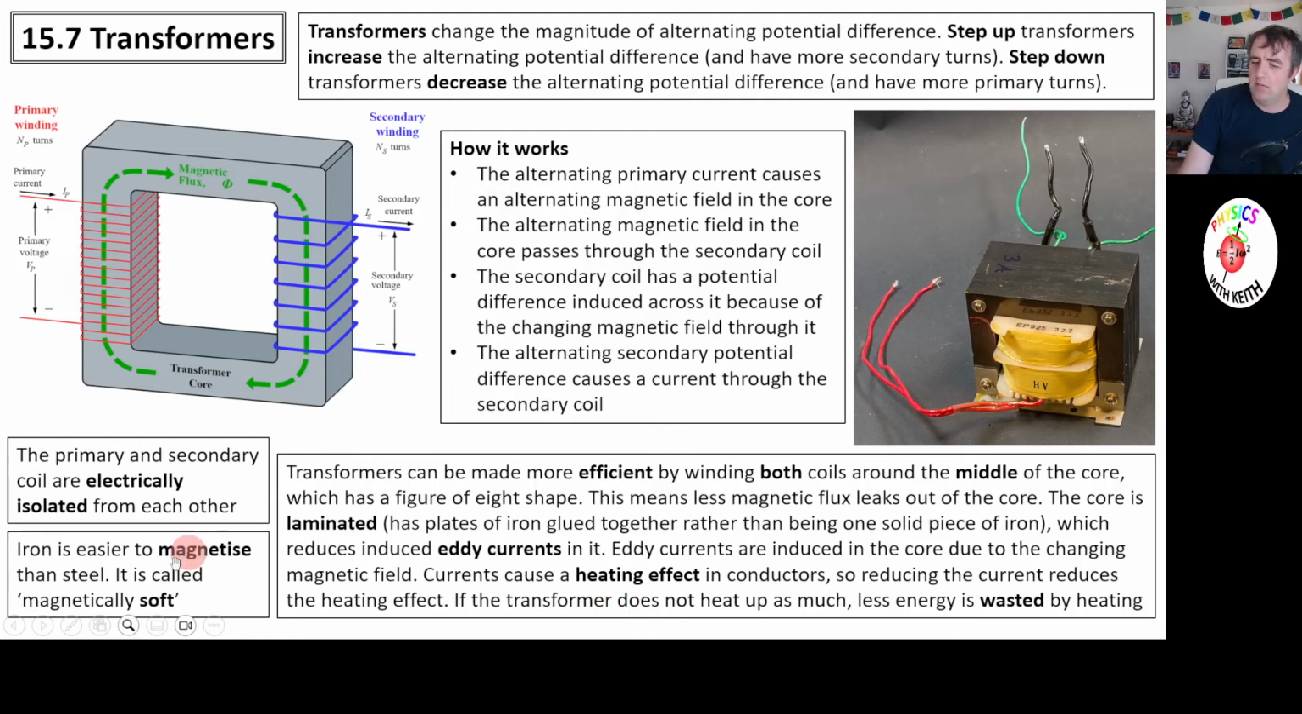Iron magnetizes more easily than steel, so we call it soft. We've already talked about that. I think we've covered this one.